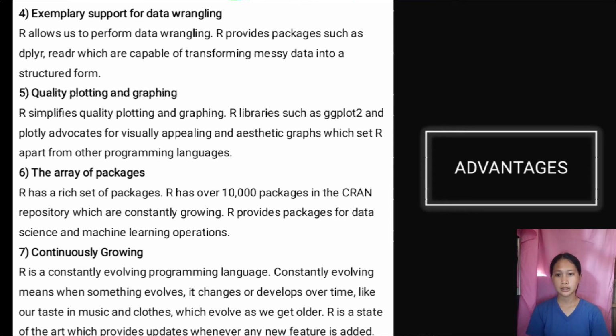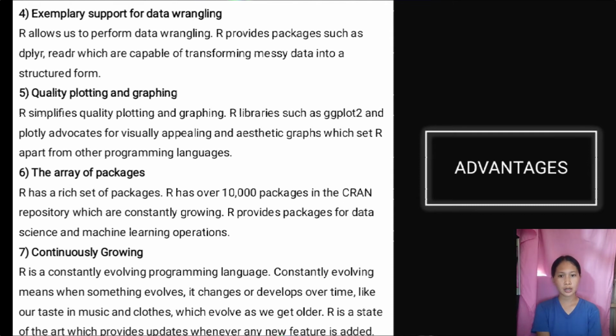Number 6, the array of packages. R has a rich set of packages. R has over 10,000 packages in the current repository, which are constantly growing. R provides packages for data science and machine learning operations.